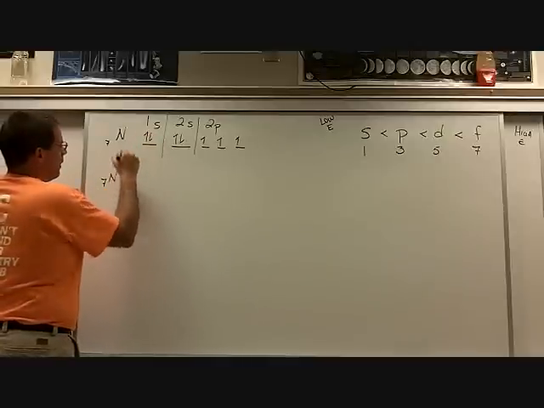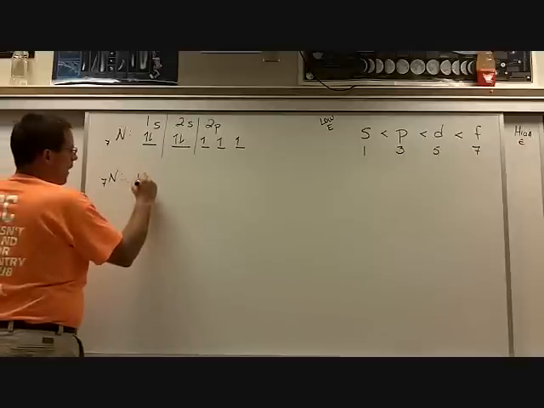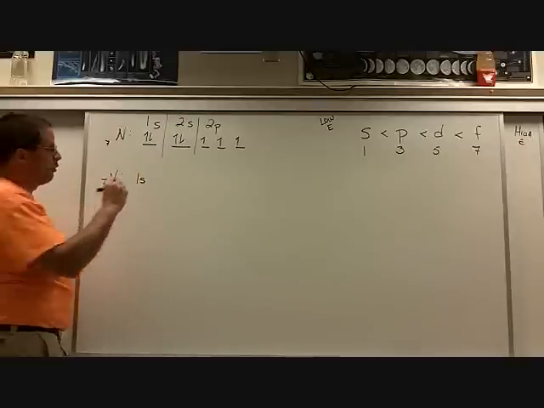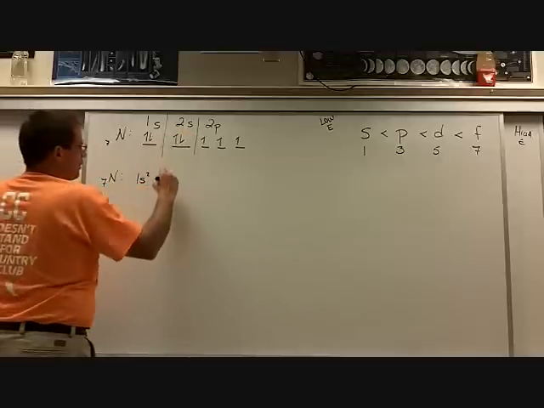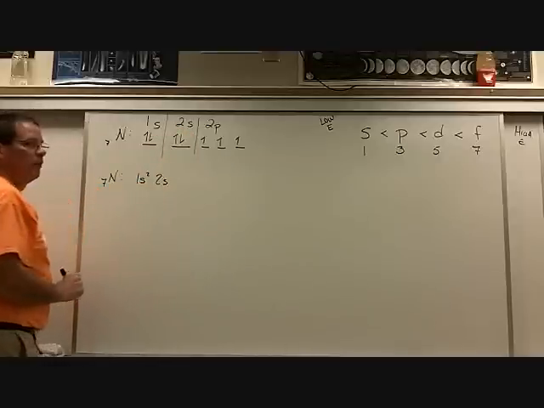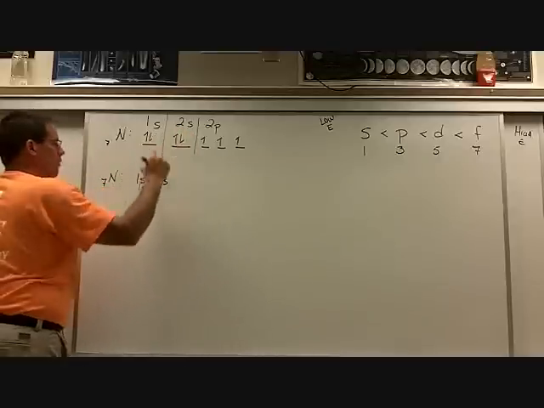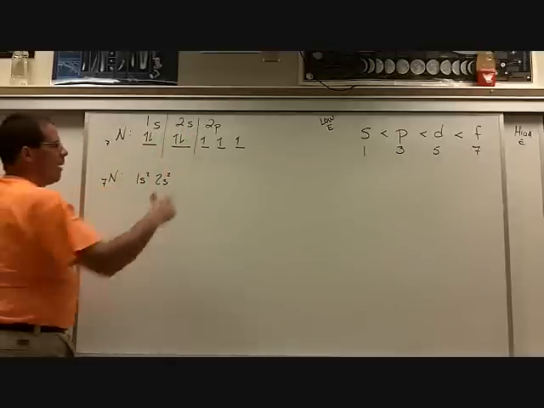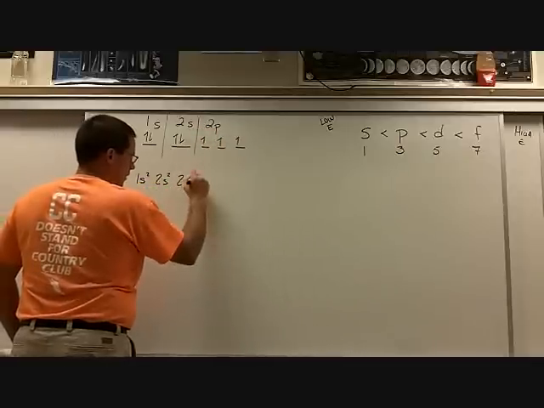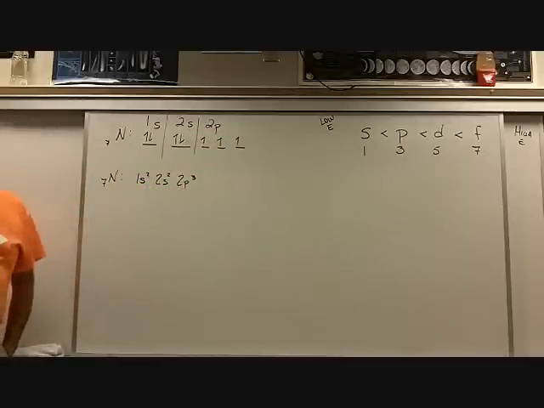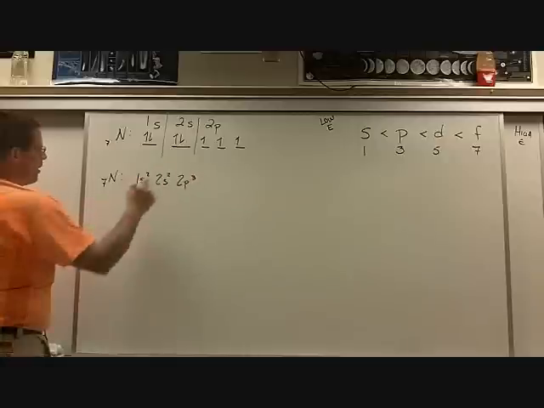How many electrons are in the 1s orbital? 2. So I put a superscript there. How many electrons are in the 2s orbital? 2. Very good. How many electrons are in the 2p orbital? 3. Very good. That is electron notation.